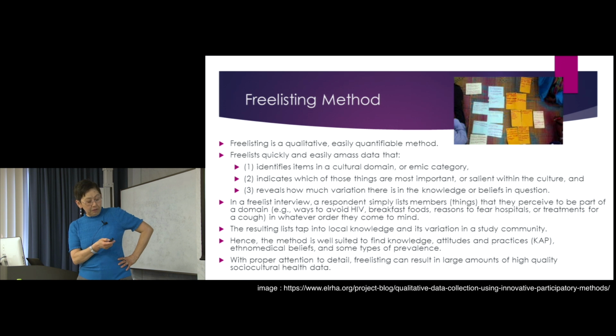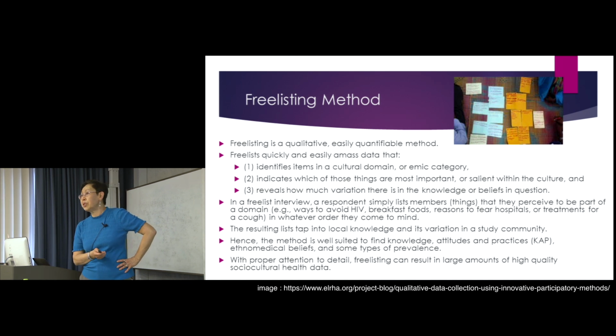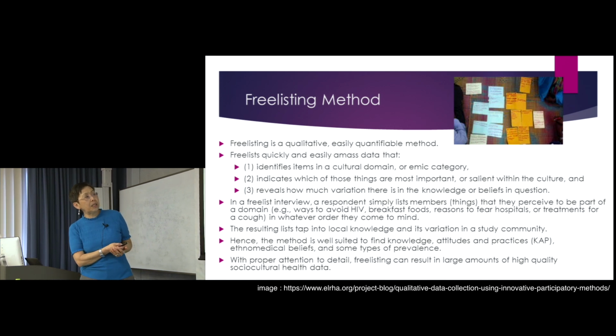The other one is the Freelisting Method. We adopt this from many people in anthropology. They use this sort of thing. Although it is qualitative research, it is very easy for you to use some sort of statistic or number or percentage to quantify things. But anyway, you actually collect the data in a qualitative way. So it's very quick and easy to amass data. That means you can collect the data very, very quickly.